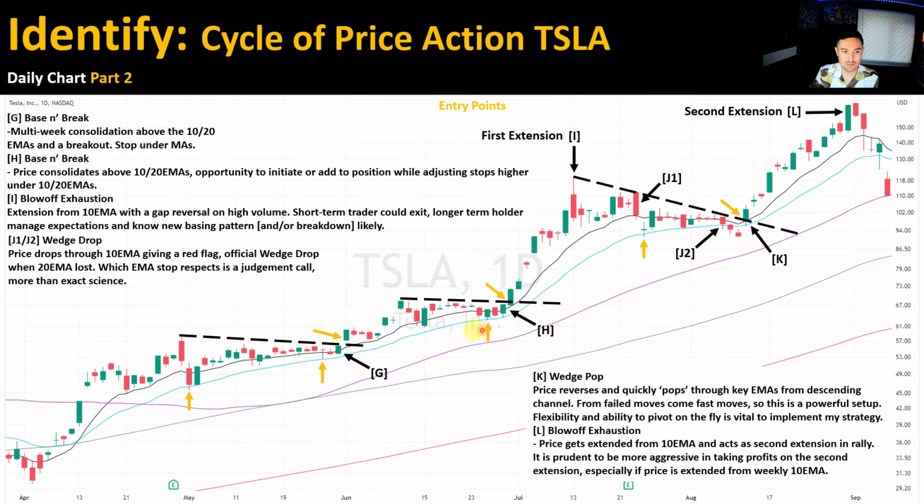So price consolidates above the 10 and 21 EMAs, an opportunity to initiate or add to the position while adjusting stops higher underneath the key moving averages, being the 10 EMA and the 20 EMA. We'll come on to actually trailing stops a little bit later.